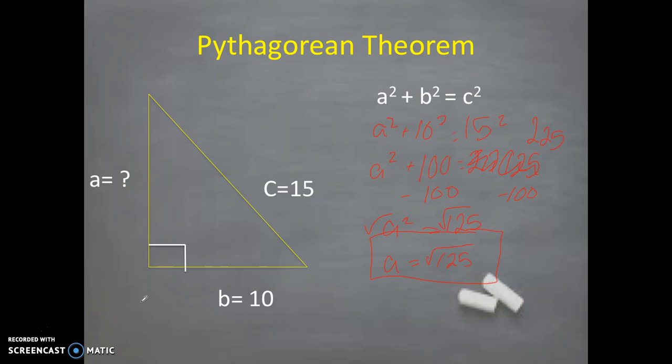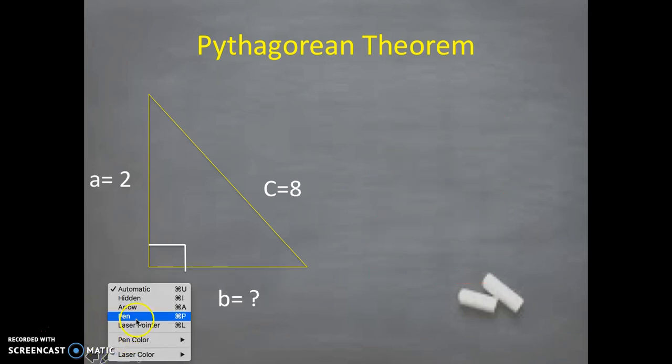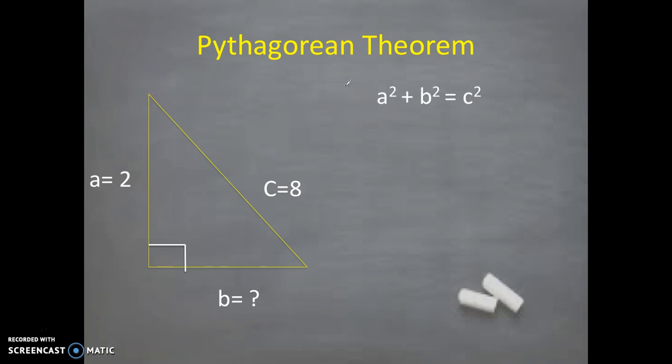Alright, our next example, once again, we're trying to find the missing side length of b, or one of the legs. So write down the Pythagorean theorem, a squared plus b squared equals c squared. You fill in the missing values. A is 2, so 2 squared plus, we're trying to figure out b, is equal to 8 squared. 2 squared is 4, plus b squared is equal to 8 squared, which is 64. Subtract 4 from both sides. B squared is equal to 60. To undo it, you need to square root both sides. B is equal to the square root of 60.